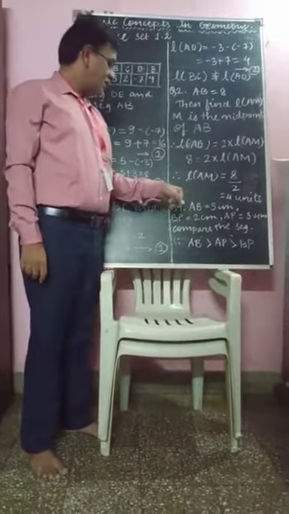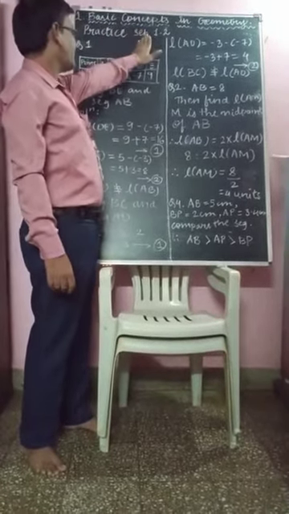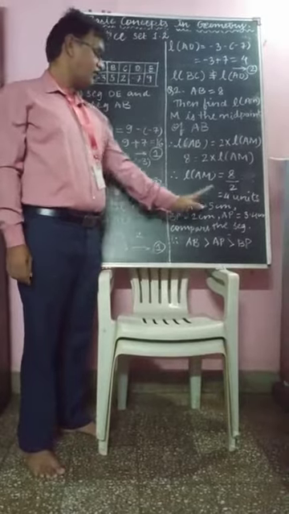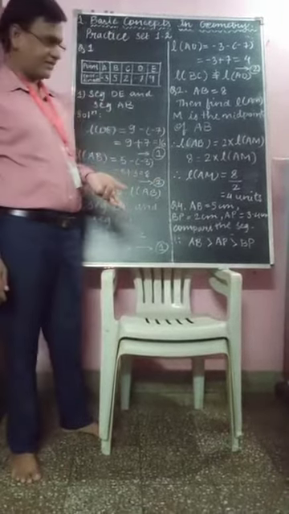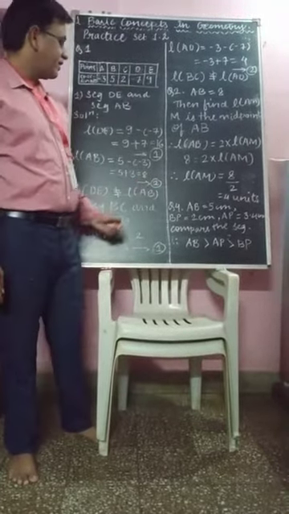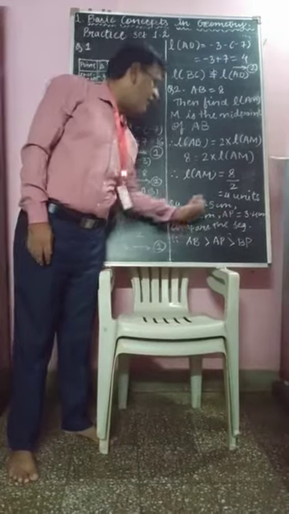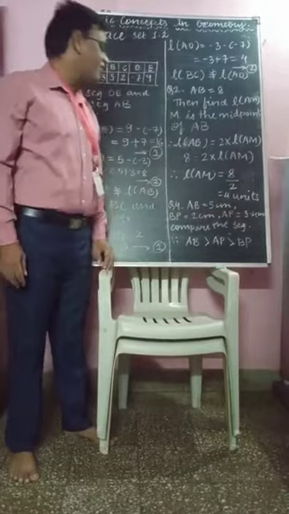Now the question number 4 of practice set 1.2. What is the question? Here the lengths of different segments are given. That is, length of AB is given as 5 centimeter. The length of BP is given as 2 centimeter. The length of AP is given as 3.4 centimeter.